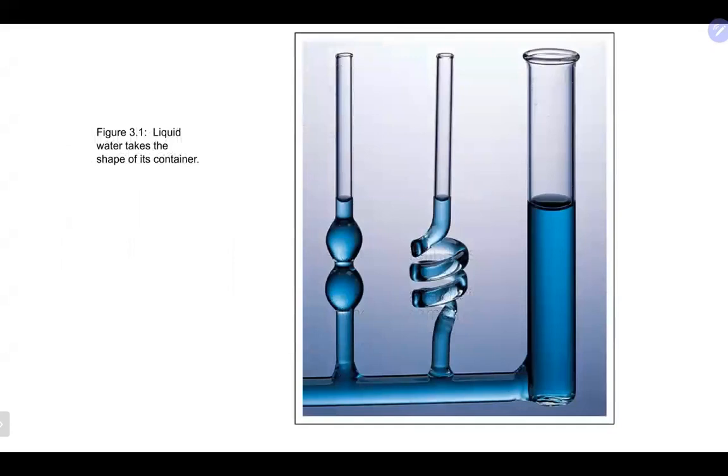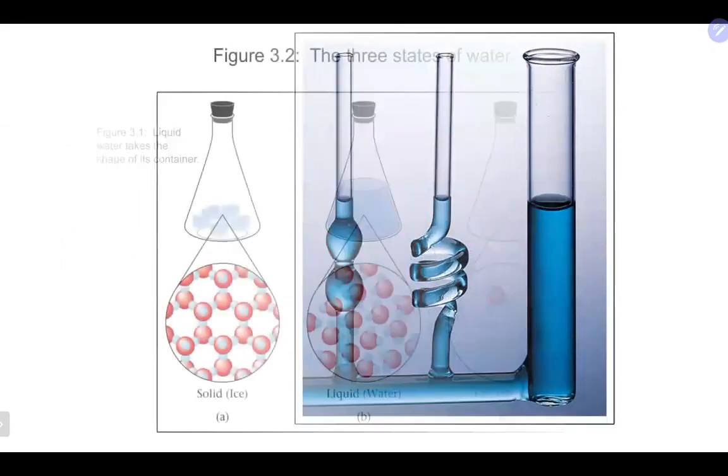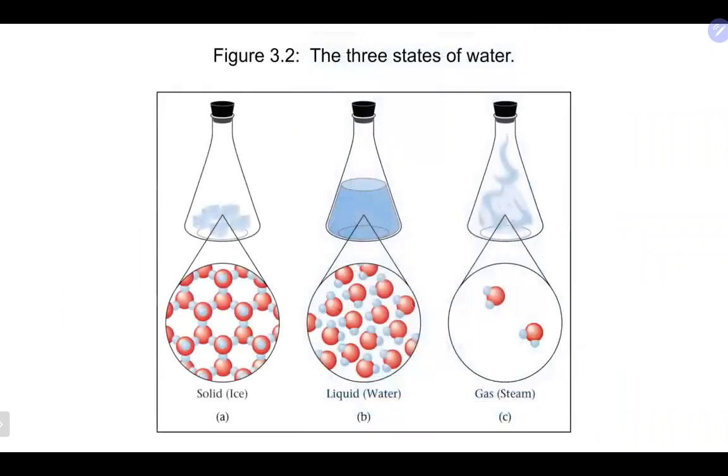So here's some liquid in different containers, obviously taking the shape of them. Here's the three states of water. Again, that is ice, liquid water, and gas or steam. And as we might have talked about before, water is an unusual substance, as the solid version here is actually less dense than the liquid version.